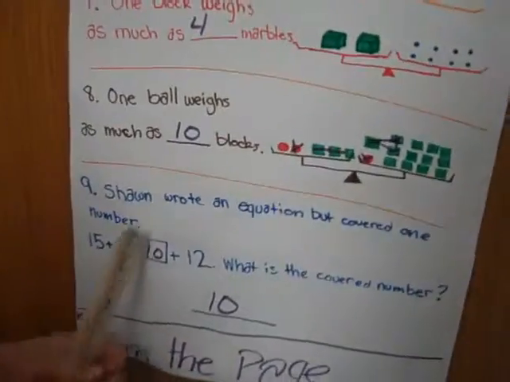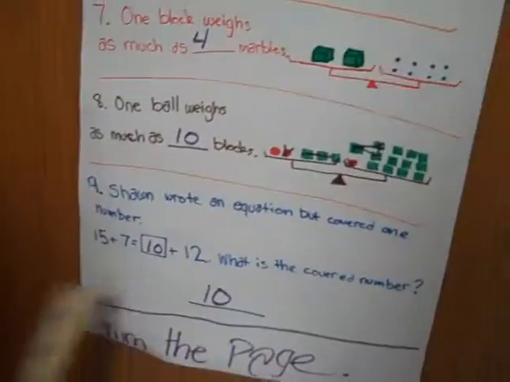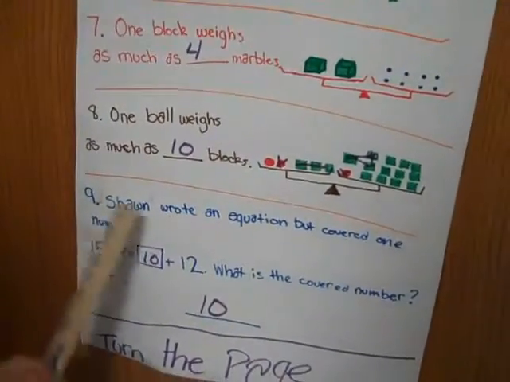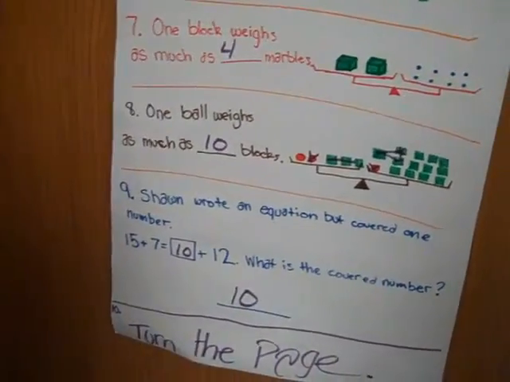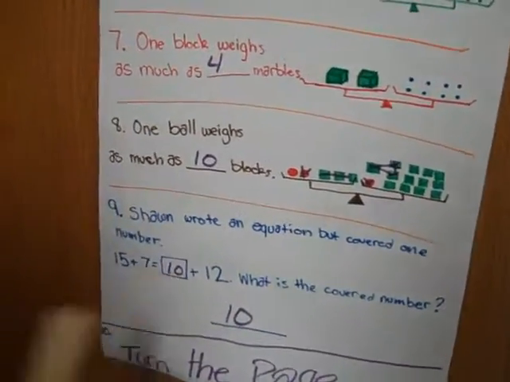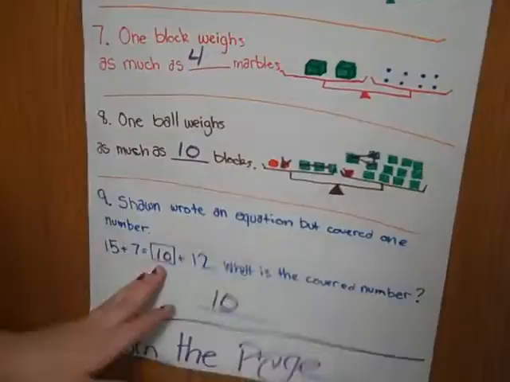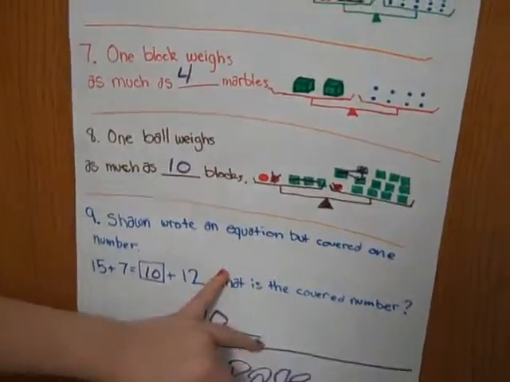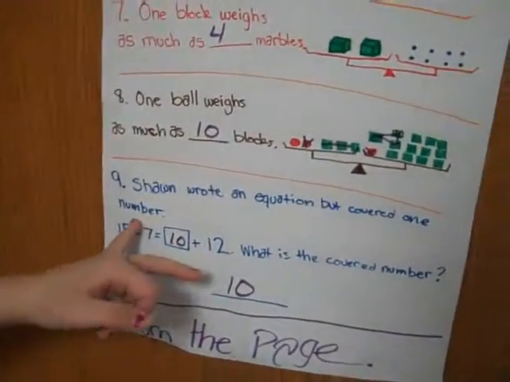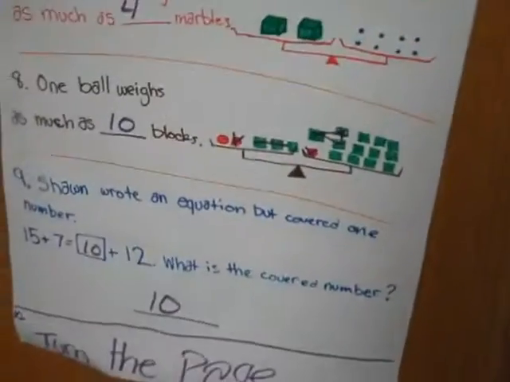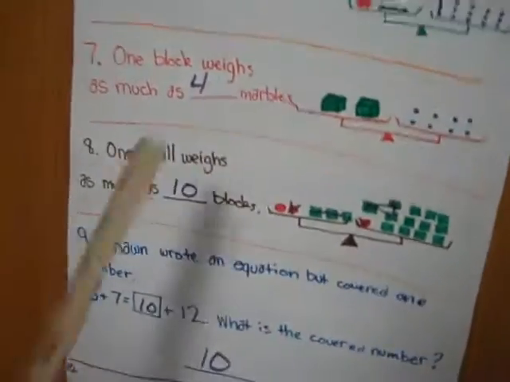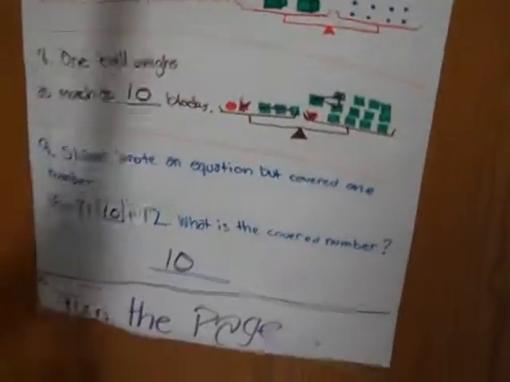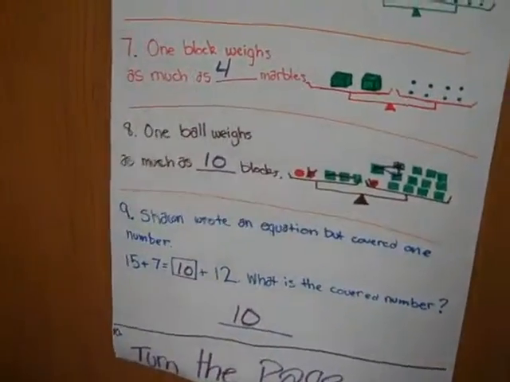Next problem. Sean wrote an equation but covered one number. 15 plus 7 equals blank plus 12. What is the covered number? Well, we know it has to be 10 because 15 plus 7 is 22, but 12 plus blank equals 22. So 12 plus 10 is 22. And 15 plus 7 is 22. So the answer has to be 10.